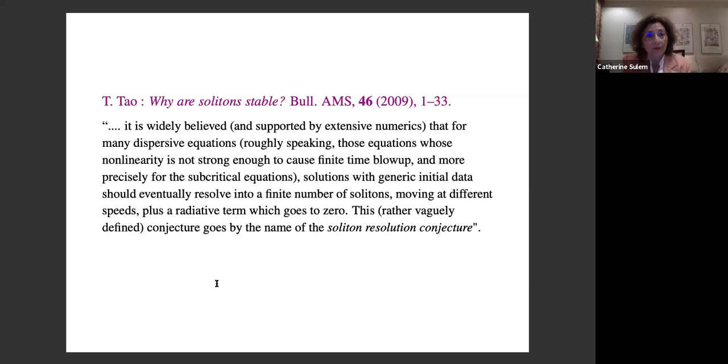And he says, it is widely believed and supported by extensive numerics that for many dispersive equations, roughly speaking, those whose nonlinearity is not strong enough to cause finite time blow up, and more precisely for subcritical equations, solutions with generic initial data should eventually resolve into a finite number of solitons, moving at different speeds, plus a radiative term that goes to zero. This rather vaguely defined conjecture goes by the name of the soliton resolution conjecture. So this is also one part of our questions, whether this phenomenon of decomposition into separated solitons happens for the derivative NLS.